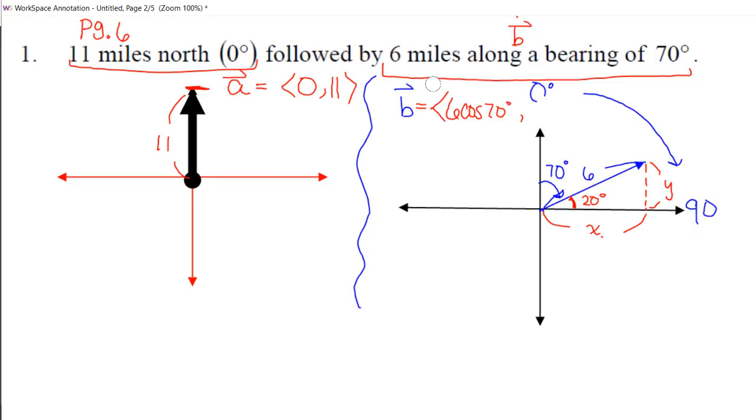And I'm going to erase this so we can have some room right here. Or magnitude times the sine of the degree, because cosine and sine represent x and y.